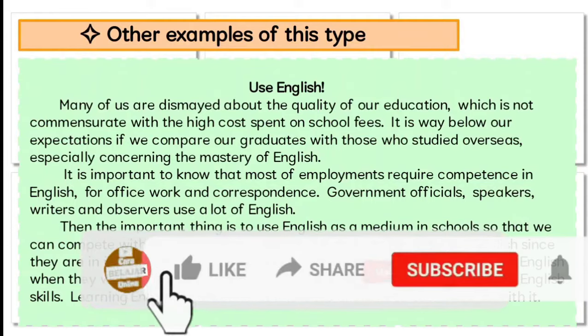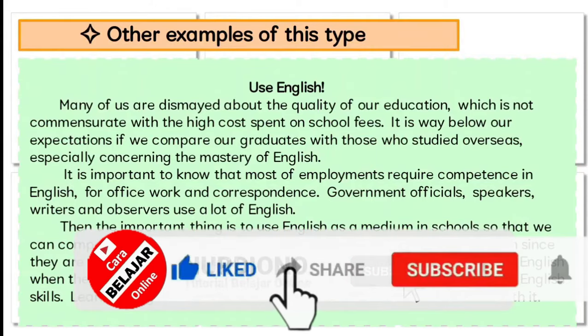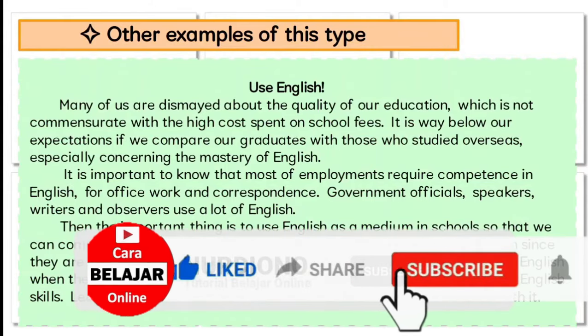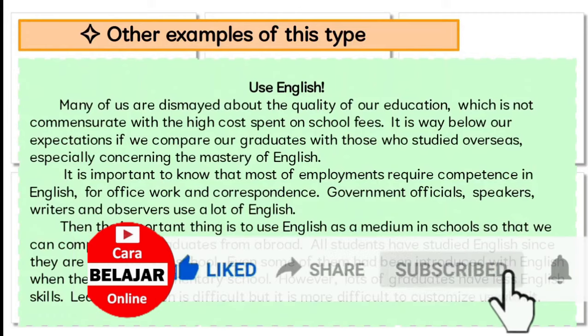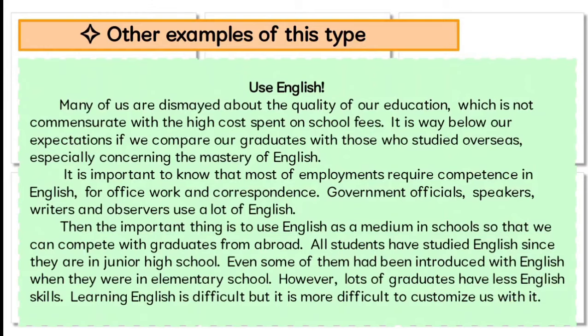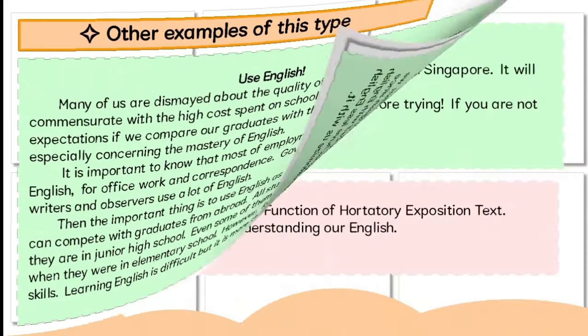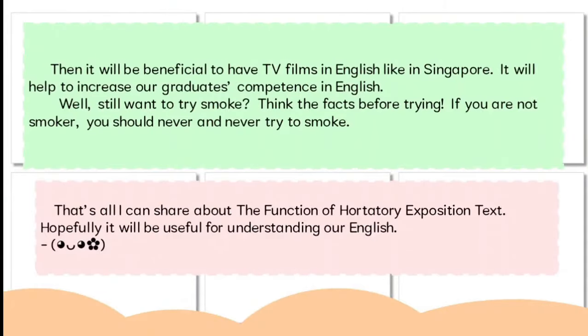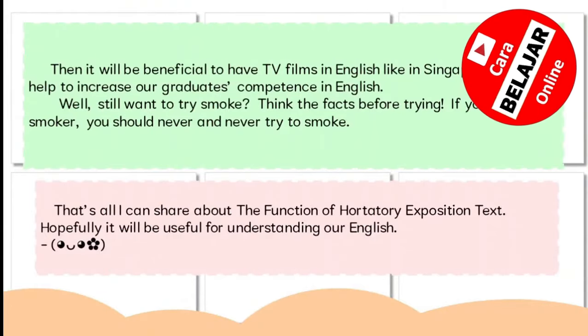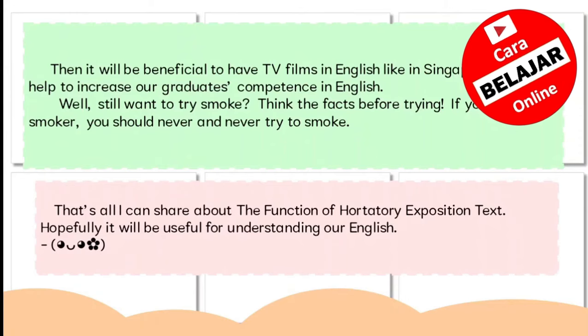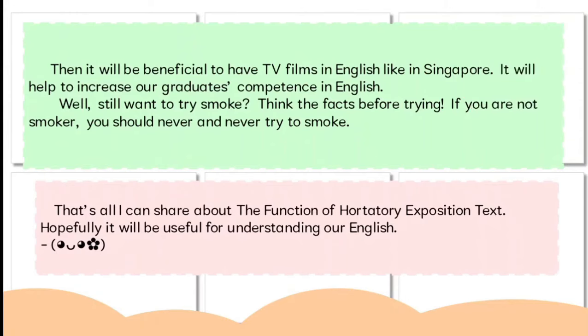Even some of them had been introduced to English when they were in elementary school. However, lots of graduates have less English skills. Learning English is difficult, but it is more difficult to get used to it. Then it will be beneficial to have TV films in English like in Singapore. It will help to increase our graduates' competence in English.